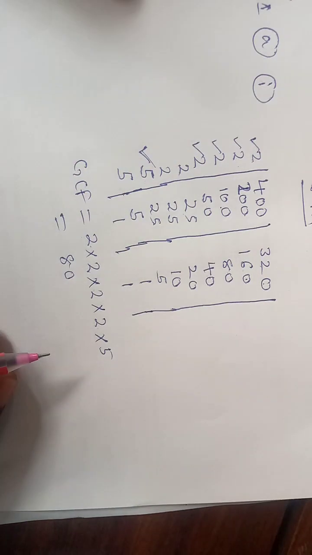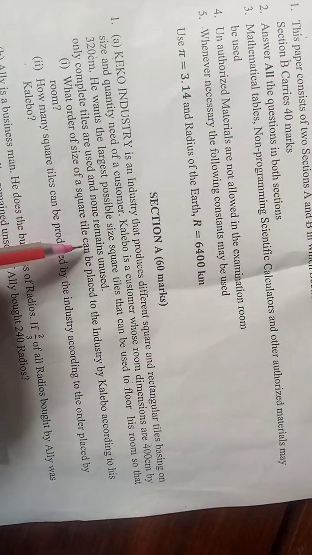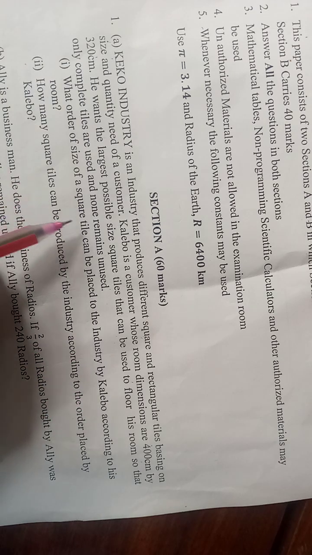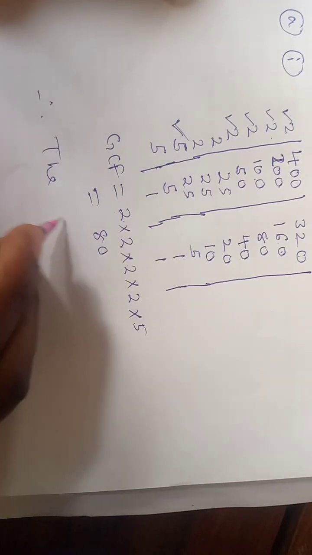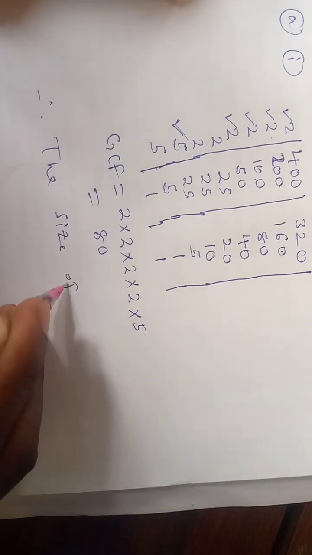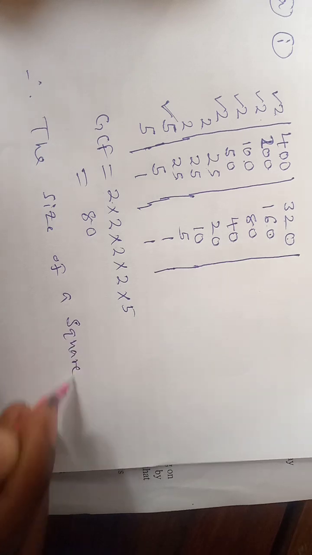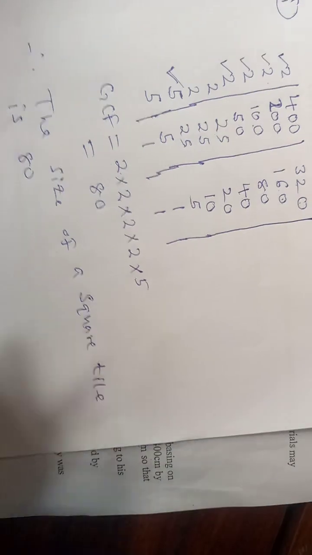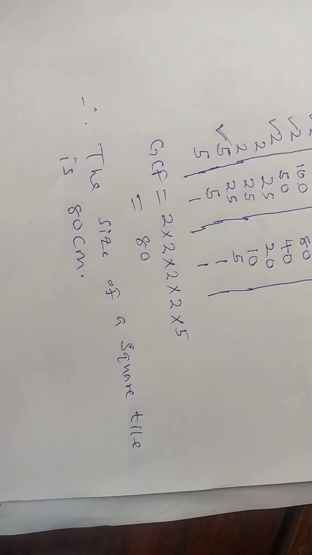So now we're going to conclude in Roman number 1. It says how big a size of a square tile can be placed by the industry for Calebo according to its room. So we need the size of a square tile. Okay, so our conclusion here: the size of a square tile is 80 centimeters. This is Roman number 1. We are done with it.